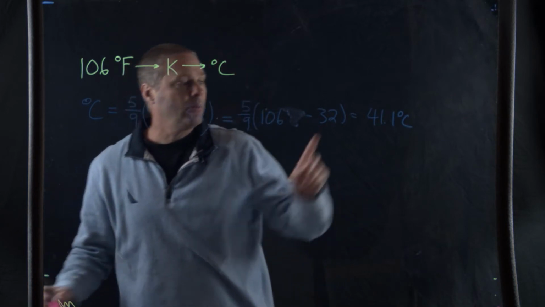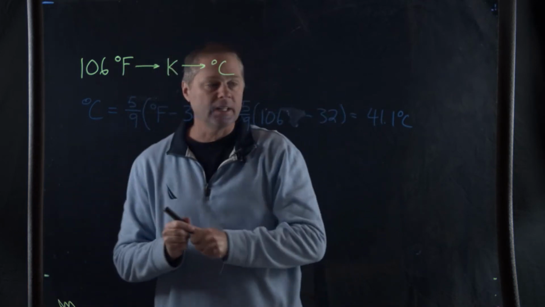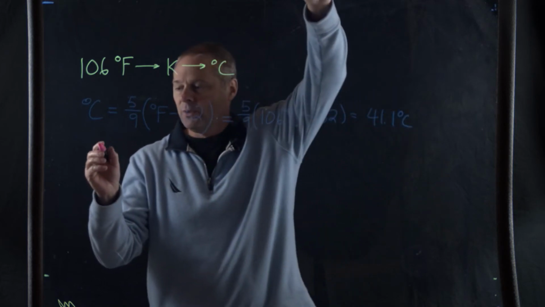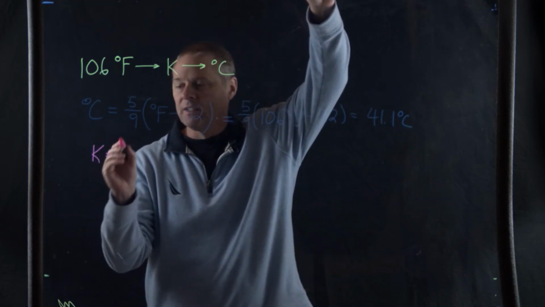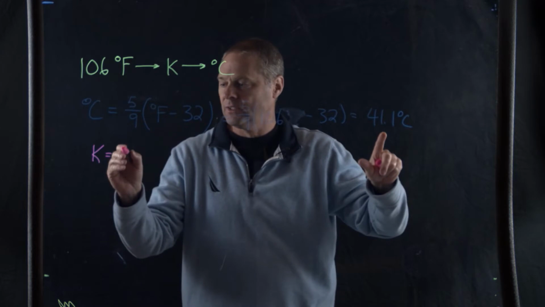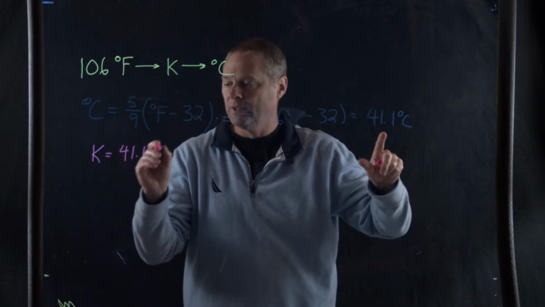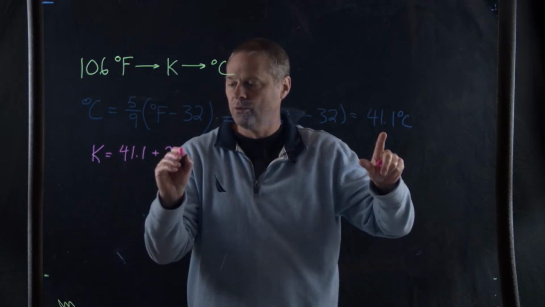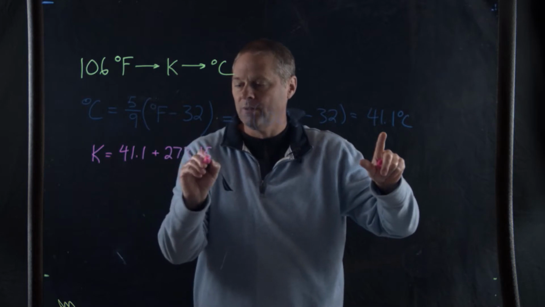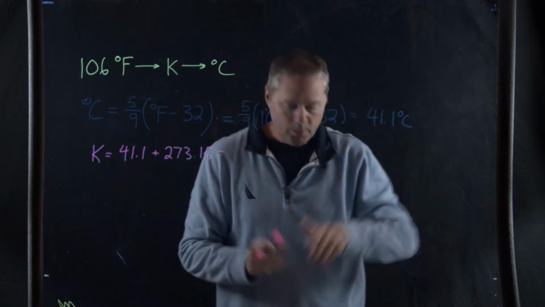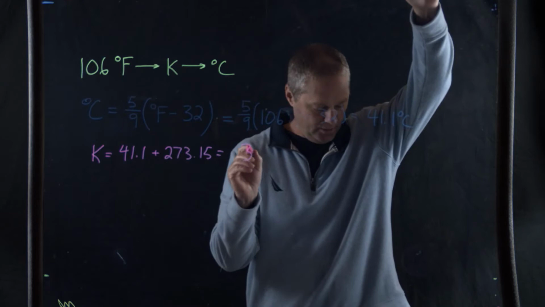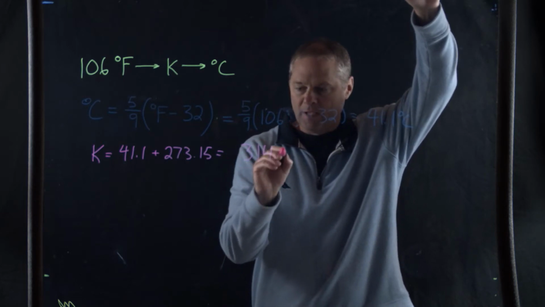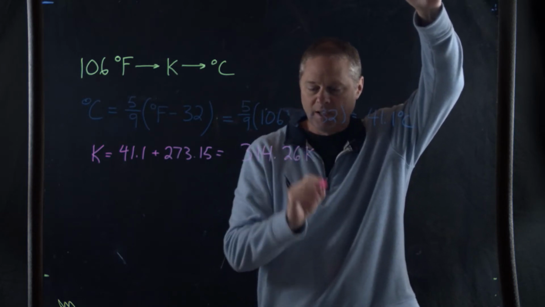Now that we have this in degrees Celsius, we can convert it into Kelvin. And so in order to do that, our Kelvin scale is going to be equal to our degrees Celsius scale, 41.1 degrees Celsius plus 273.15. We go through and do this arithmetic, we get 314.26 Kelvin.